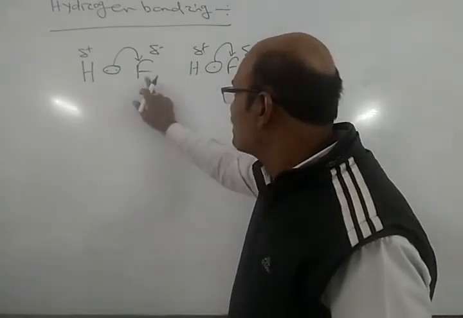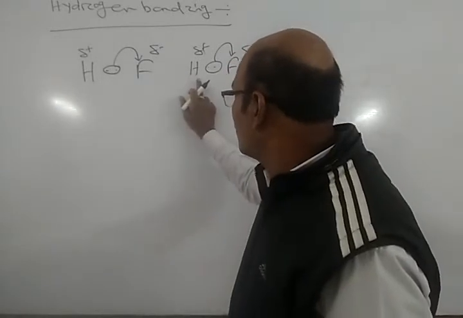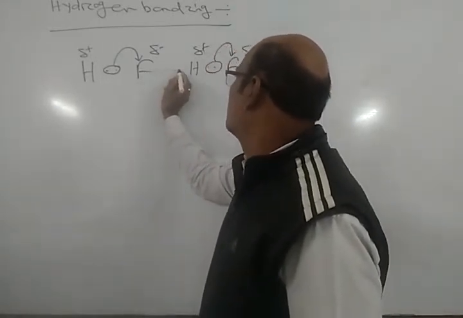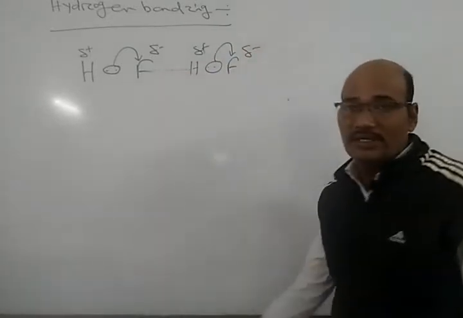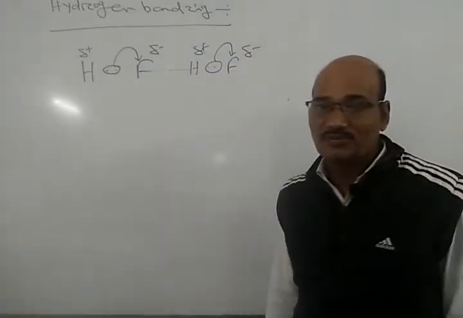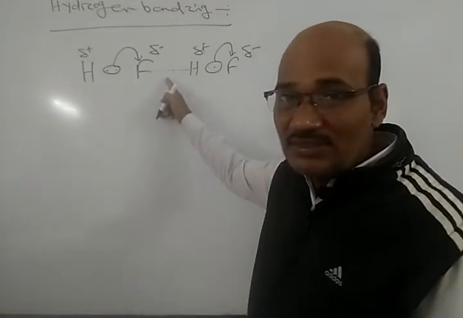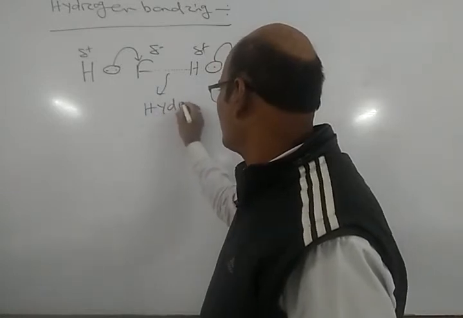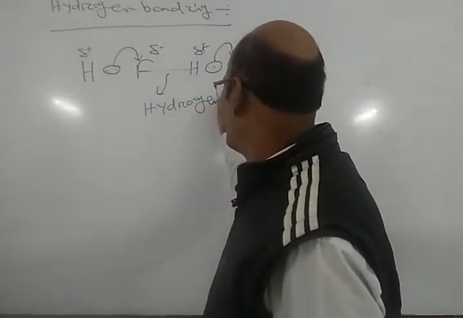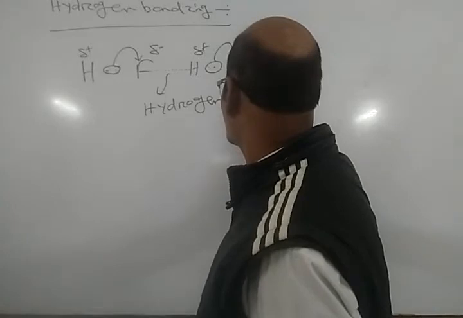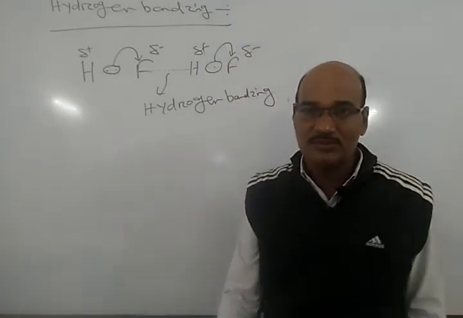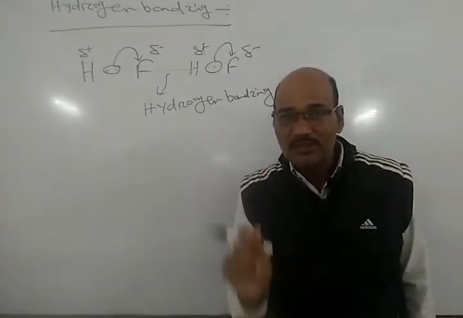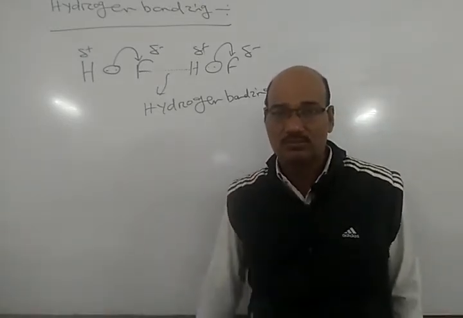Now between this fluorine and the hydrogen, there will be a simple force of attraction, and this is called what? Hydrogen bonding. Called what? The hydrogen bonding. So what is the hydrogen bonding? Hydrogen bonding is a force of attraction.